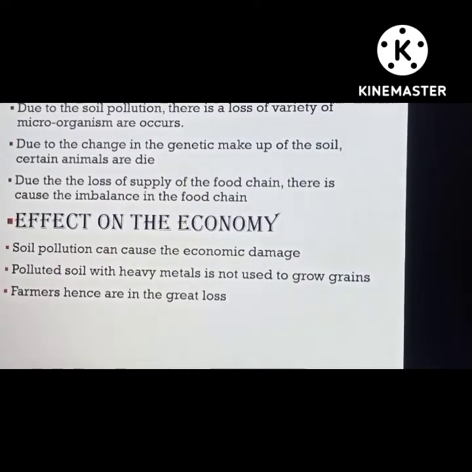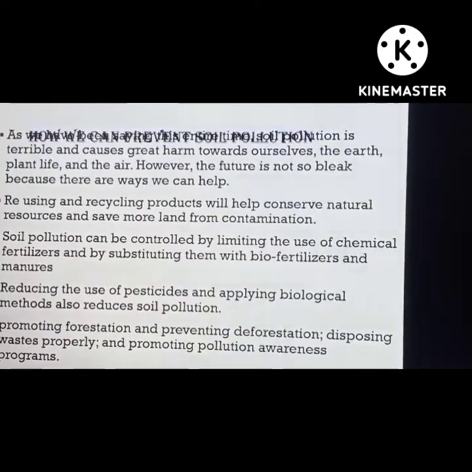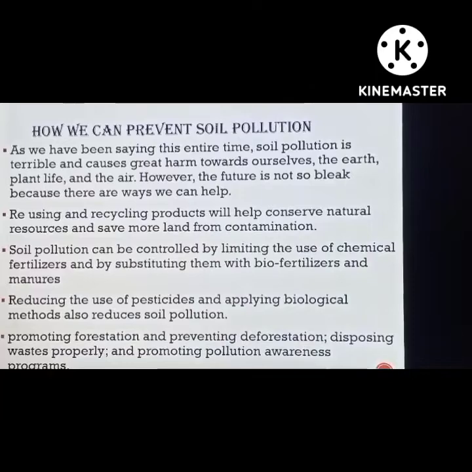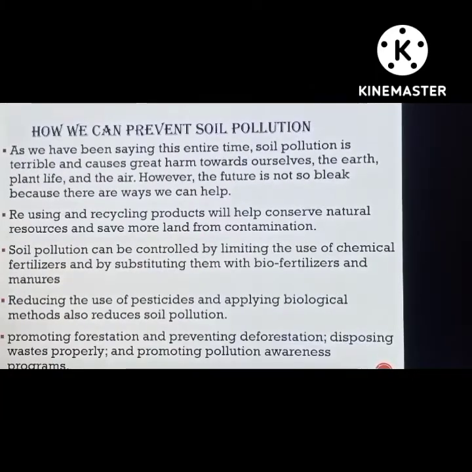Now see how we can prevent soil pollution. As we have been saying this entire time, soil pollution is terrible and causes great harm to ourselves, the earth, plant life and the air. However, the future is not so bleak because there are ways we can help. Reusing and recycling products will help conserve natural resources and save more land from contamination.